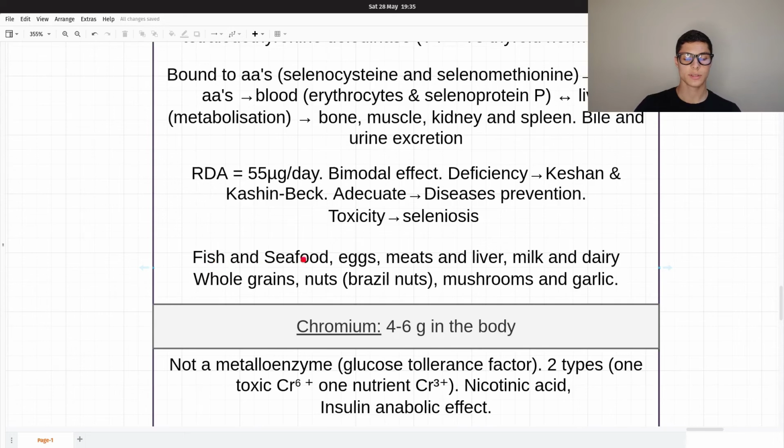Fish and seafood are the main sources of selenium, as well as eggs, meats and liver, milk and dairy, and then we have whole grains, nuts, the Brazil nuts especially, they have a lot of selenium, mushrooms and garlic.